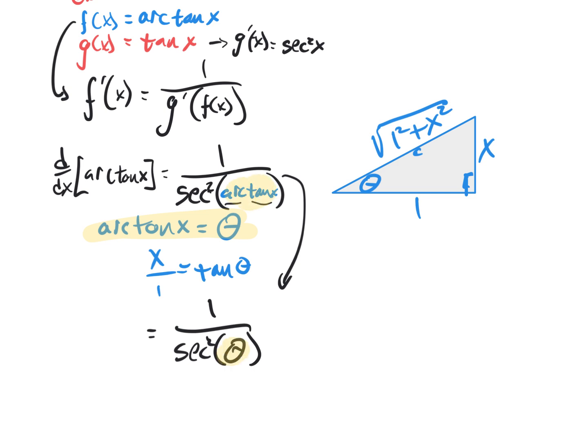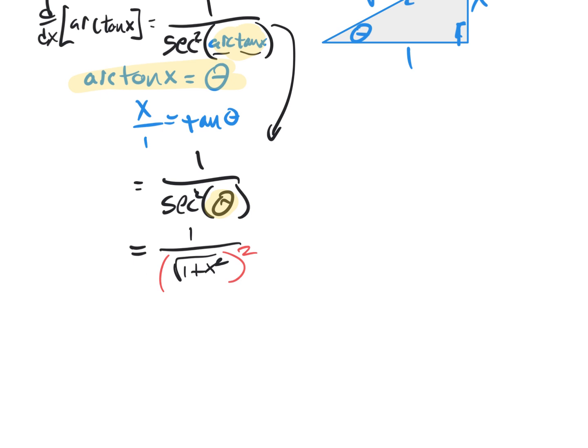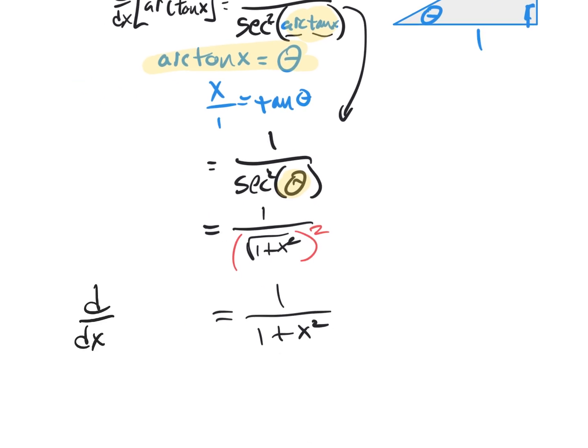All right, and what is the secant of theta? Well, the secant of theta is the square root of 1 plus x squared. We don't need this squared anymore there because 1 squared is 1. And we're going to take that whole thing. Remember that secant squared just means find the secant and square it. So there's the secant. We're going to square it, and that leaves us with 1 over 1 plus x squared. And that is the derivative of arctan. All right? So that's where that comes from.